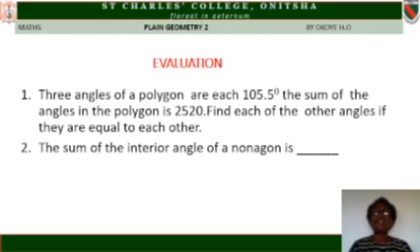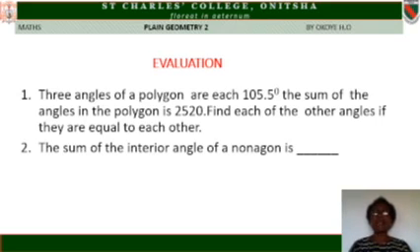Then we have 2 main types of polygon. Regular polygon: a regular polygon has all sides equal, all angles are also equal. Example, equilateral triangle. All the sides are equal, all the angles are equal. Square. All the sides are equal, all the angles are equal. Irregular polygon: it has no equal sides, no equal angles. Example, scalene triangle. Remember that a scalene triangle has no equal sides, no equal angles. Other types of polygon are convex polygon and reentrant polygon.